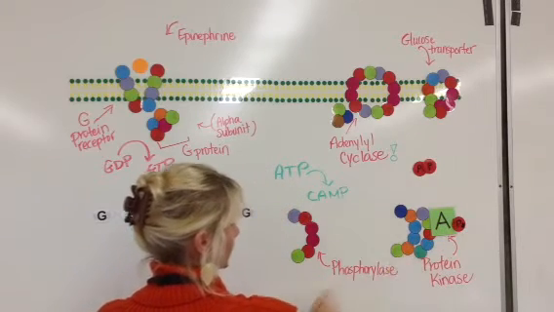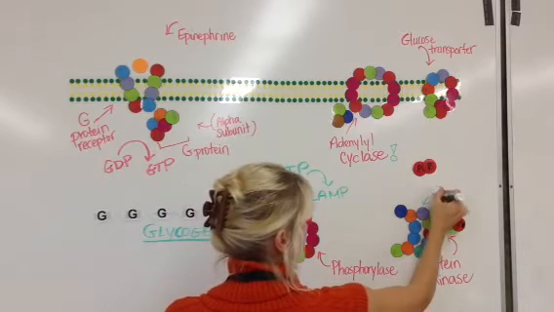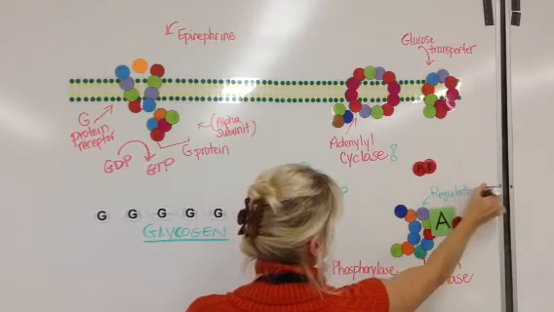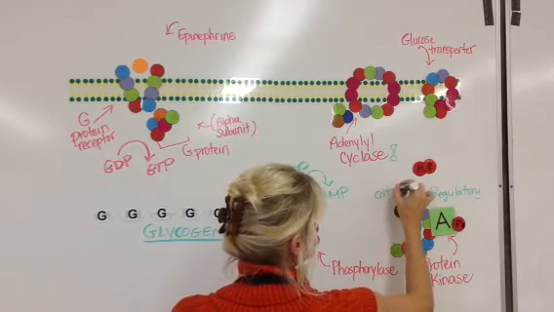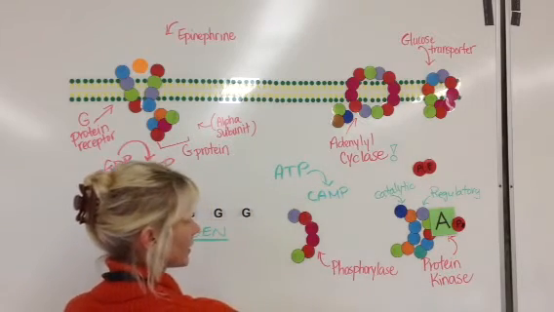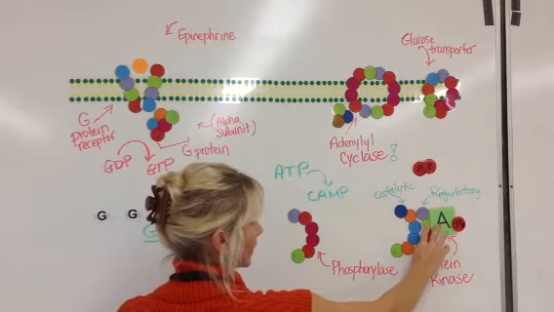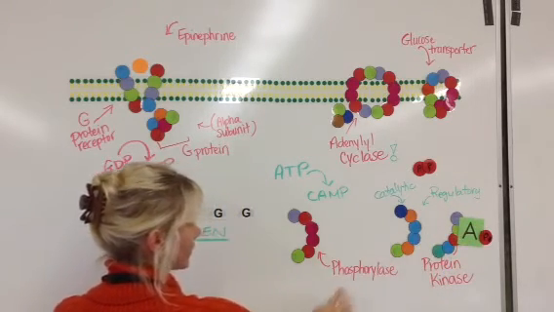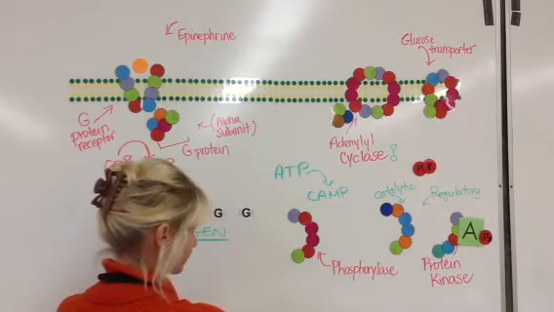And there are two parts of protein kinase in my model here. This part right here is the regulatory part. So this inactivates the kinase. However, when cyclic AMP binds to the regulatory part of the protein kinase, it actually removes that part. So now the catalytic part is free to react.